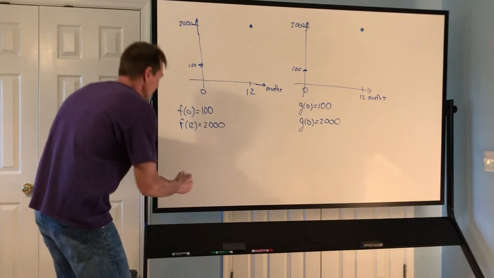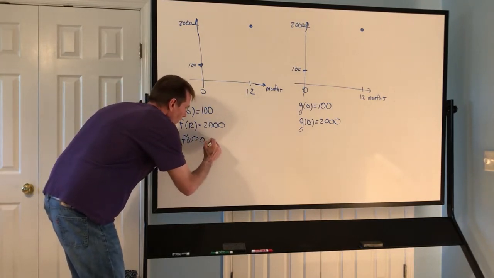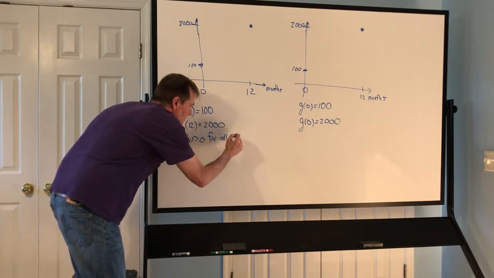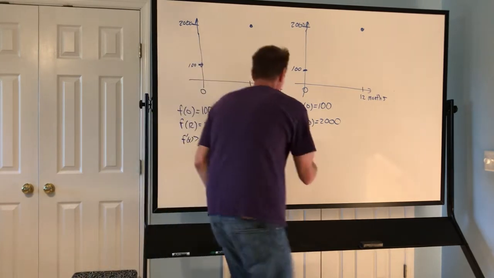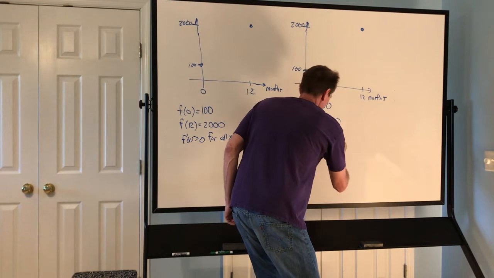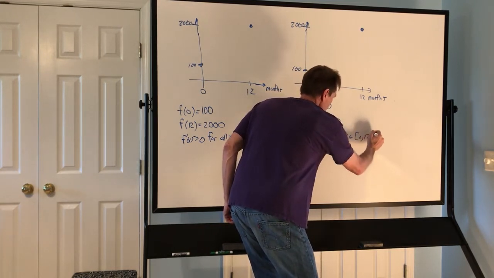Let's suppose that we also have this other piece of information: that f prime of x is greater than 0 for all x in the interval 0 to 12, and that g prime of x is greater than 0 for all x in 0 to 12.